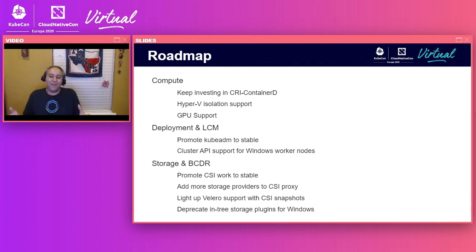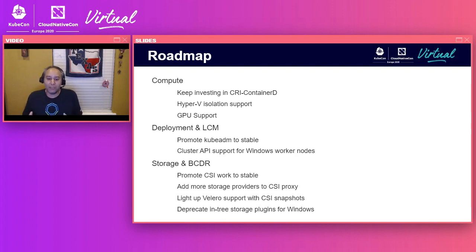What's going on past 1.19 in our community? As you've seen from our roadmap earlier when I showed all the different releases, as a community, we keep investing in areas and we take them from alpha to beta to GA. And I've segmented this area into three areas. The first one is compute. We're going to keep investing in Containerd. We're going to get that to GA. We're going to support Hyper-V isolated containers like I mentioned earlier. And we're also going to support GPUs on Windows. That was something that barely missed the cut for 1.19, but rest assured, we're going to deliver it with 1.20. We're actively working on that right now.